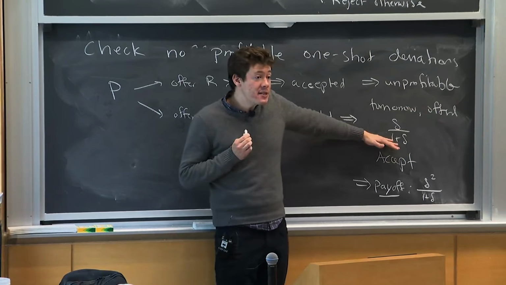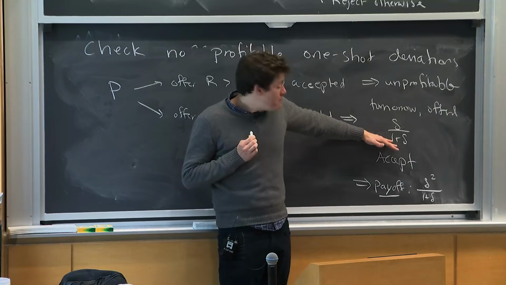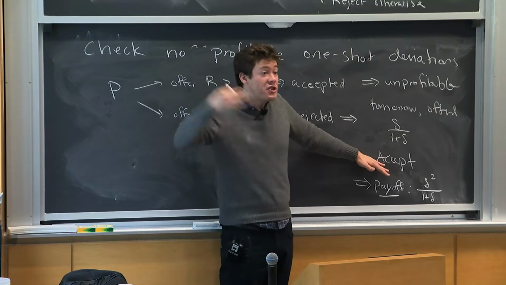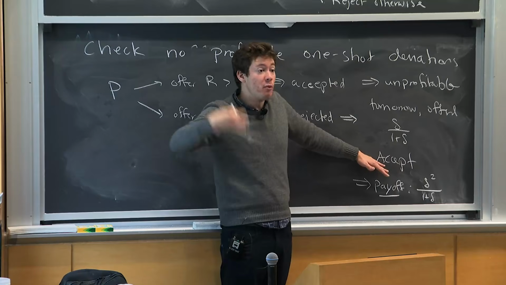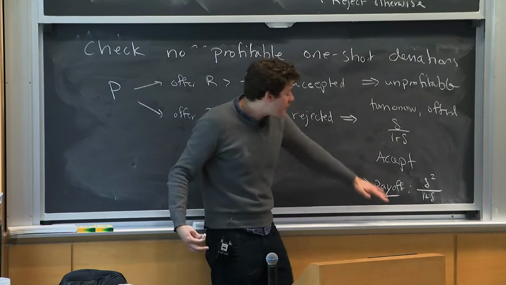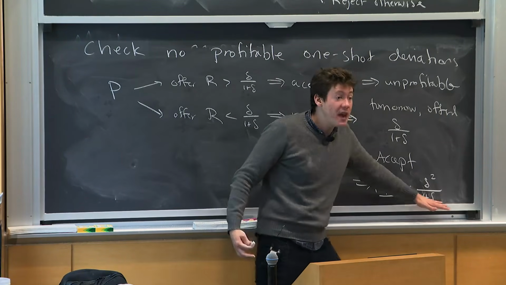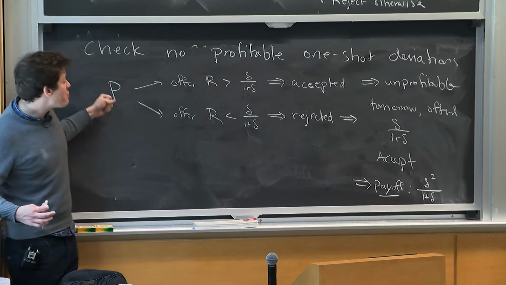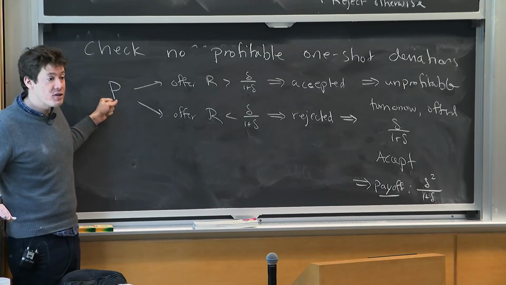The counteroffer to me is going to be delta over 1 plus delta, and I'm going to accept it precisely because this is a one-shot deviation, and not accepting it would be a multi-shot deviation. But if I accept it, I actually get a lower payoff, and it's farther in the future, which means it's definitely worse for me. So we've checked that the proposer does not have any profitable one-shot deviations.